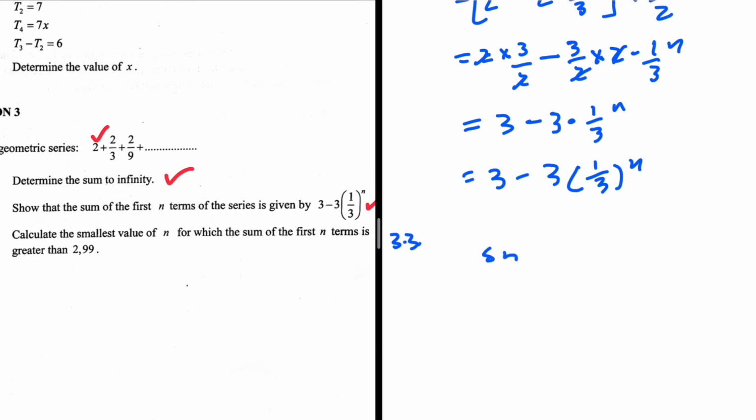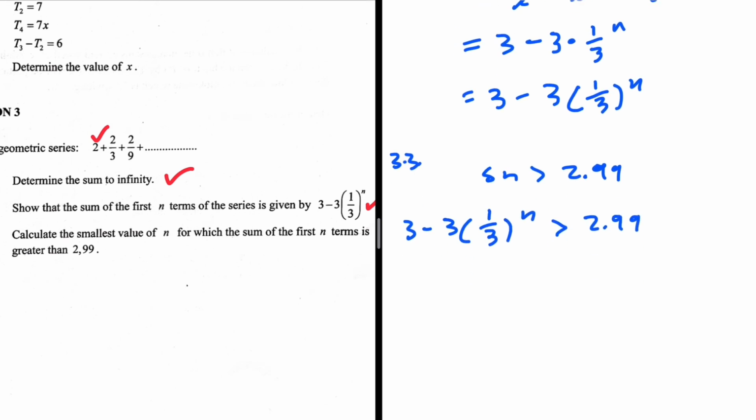So we need Sn to be greater than 2.99, but Sn is 3 minus 3 times (1 over 3) to the power n. We need that to be greater than 2.99. So the first step, the first organic step, is to take 3 to the right-hand side. So we're going to have minus 3 times (1 over 3) to the power n being greater than 2.99 minus 3. So let me put that in my calculator.